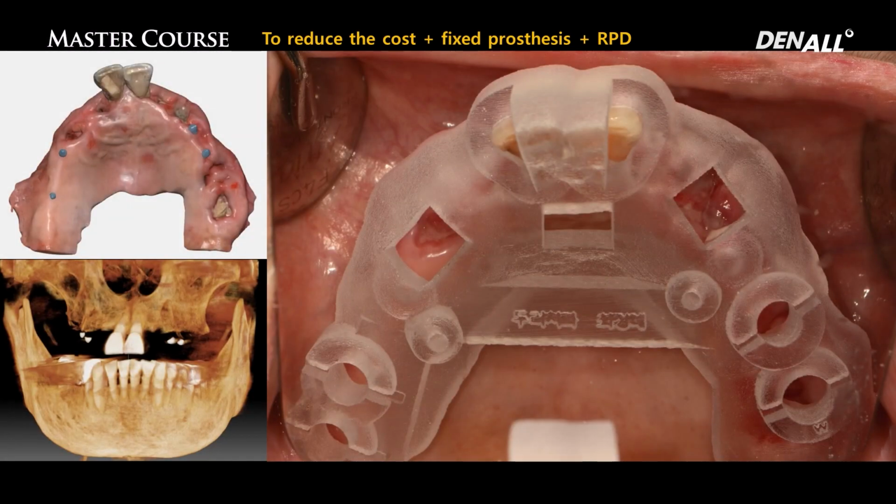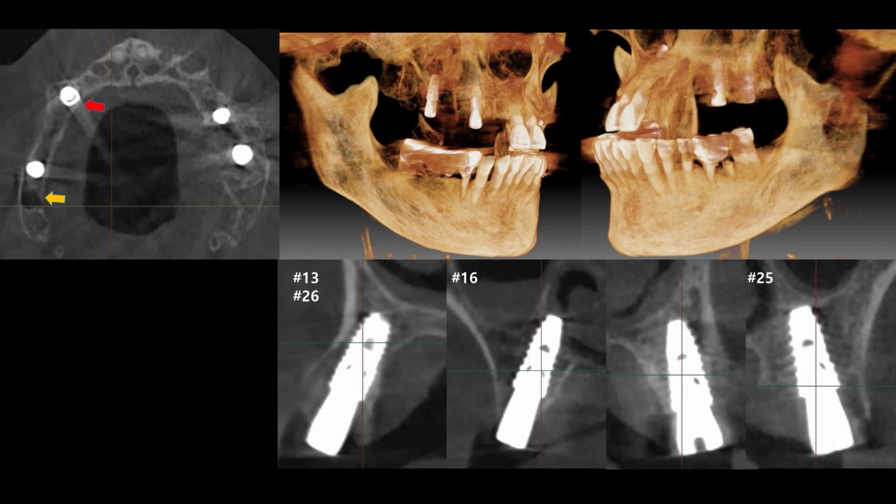So this considered, I used a class RPD, and that could be one option. On both sides, 2 implants were placed.